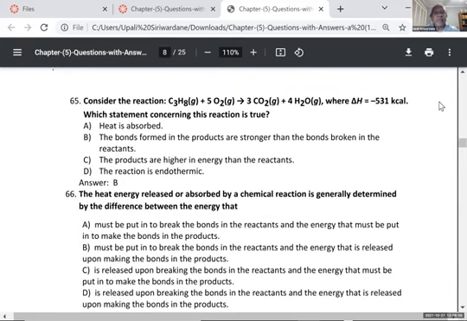Consider the reaction, number 65. Propane gas with oxygen going to carbon dioxide and water releases energy, exothermic, negative is exothermic, 531 kilocalories per mole of propane. The bonds formed in the products are stronger than the bonds broken in the reactants.